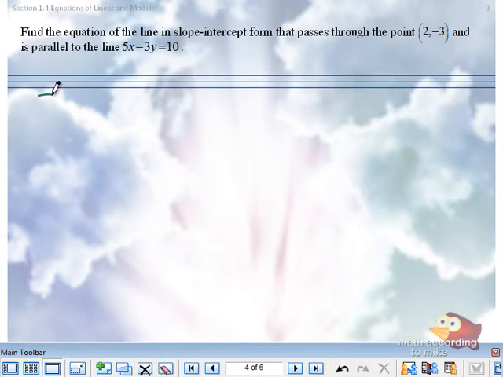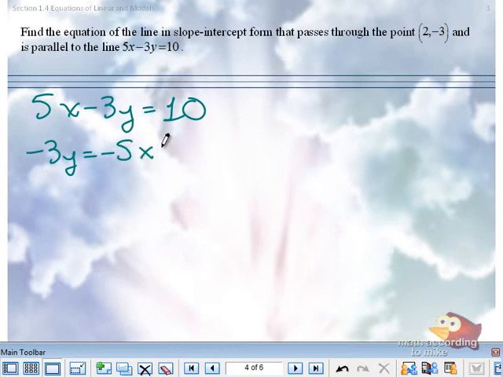So if you would, solve this for y. What are we going to do first? Yep. There you go.